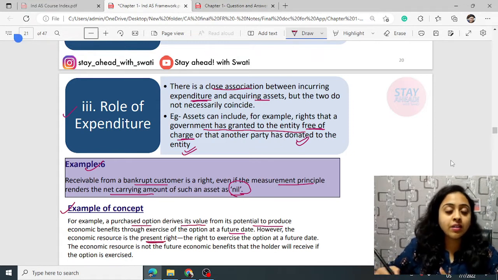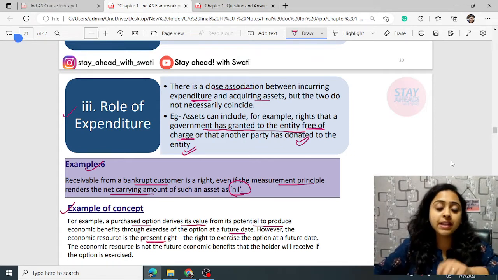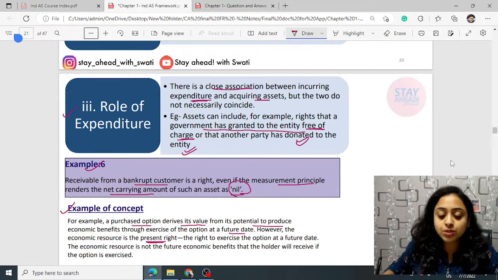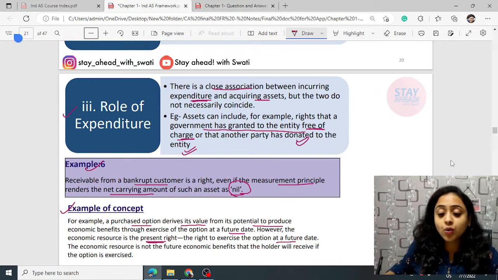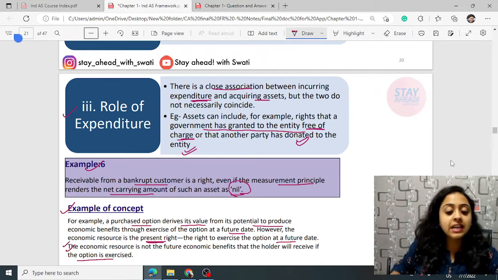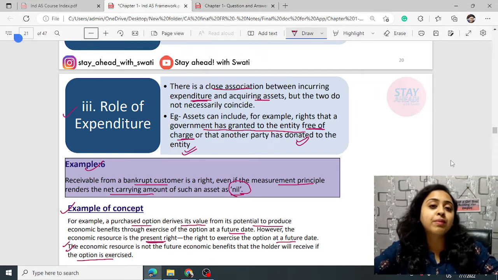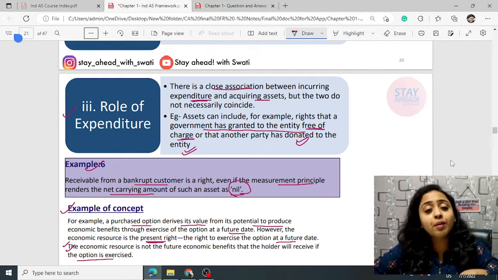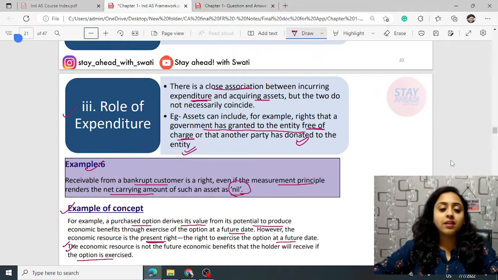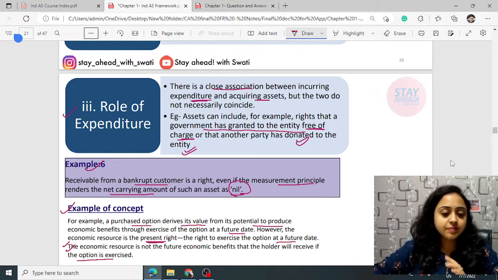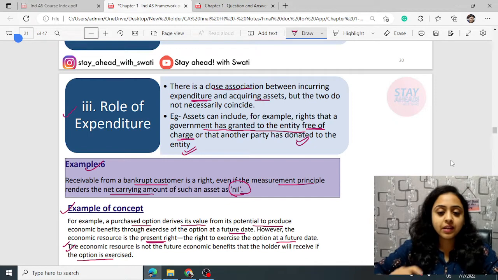You are calculating about the future, but it is a present right, the right to exercise the option at a future date. The economic resource is not the future economic benefits that the holder will receive if the option is exercised. The economic resource is the present right and not the future economic benefit that it will receive. Therefore, even a low probability is considered a right and recorded as an asset. Are you clear? Please write "clear" in the chat box if you are okay with it, or ask a doubt if any. Let me know.